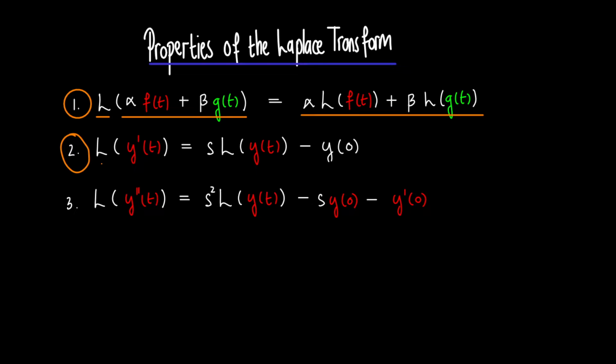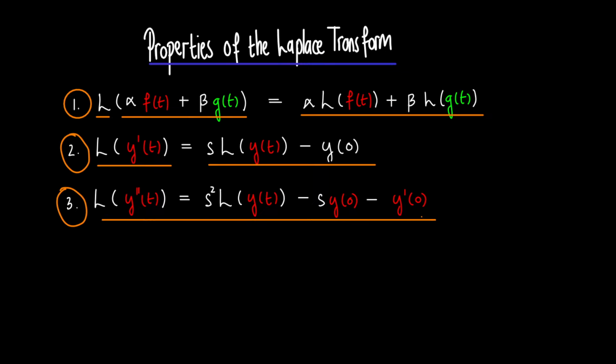But it gives us a formula for computing the Laplace transform of the derivative of a function, and that formula is just given here. So the Laplace transform of y prime is s times the Laplace transform of y minus y at 0. And then you can apply this formula over and over again to get Laplace transforms of higher derivatives. And so we can get a formula like this, for example. Okay, so let's get straight to it and see an example.